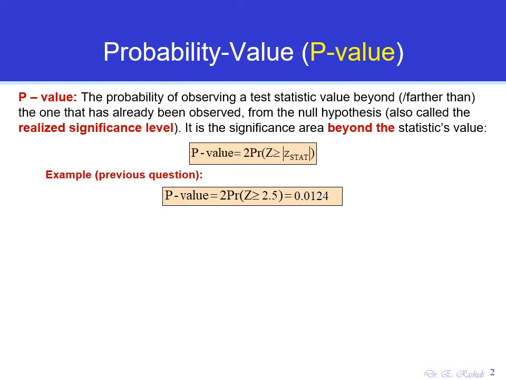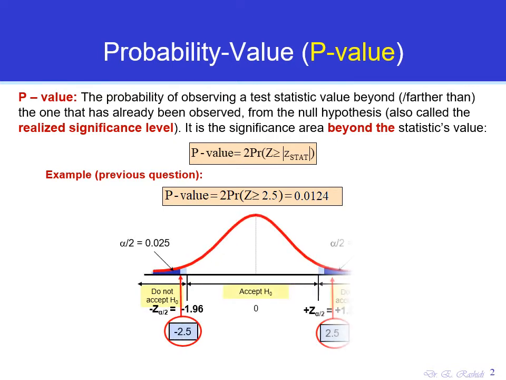So let's actually see a visualization of this. We have a two-tailed test here. As you see, we have the critical value on the right, that's 1.96, and the critical value on the left, that's negative 1.96. And since we are talking about beyond the value, we can talk about beyond 2.5. That means any value here, so that's the probability of getting a value for z greater than 2.5 or getting a value less than negative 2.5. So that's why we multiply this by 2.